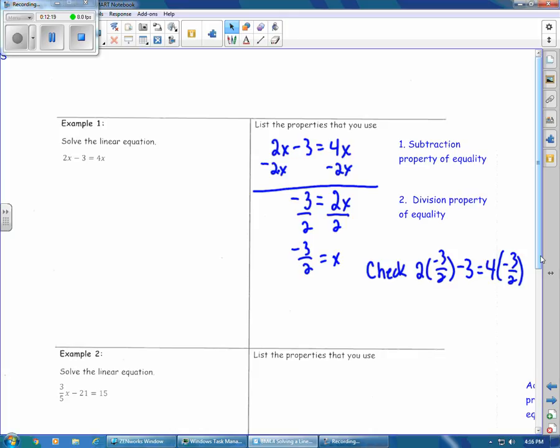I know 2 times negative 3/2 is going to be a negative 3. So negative 3 minus 3, does that equal, let's see, 4 times negative 3 is 12, divided by 2 is negative 6. Negative 3 minus 3 is also negative 6. Negative 6 equals negative 6, so I know my answer is good. If I substituted in my answer for the variable and it didn't work, then I would know that I did something wrong.